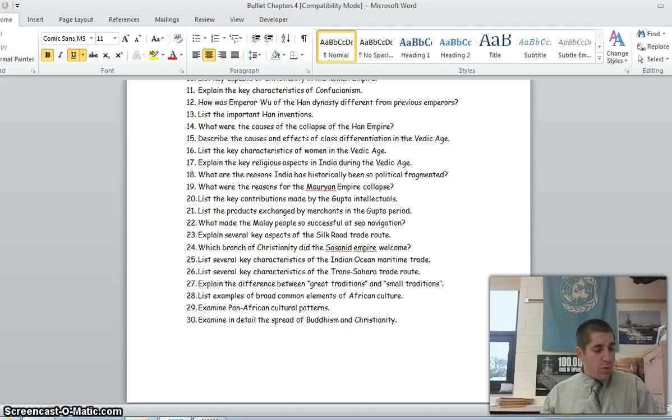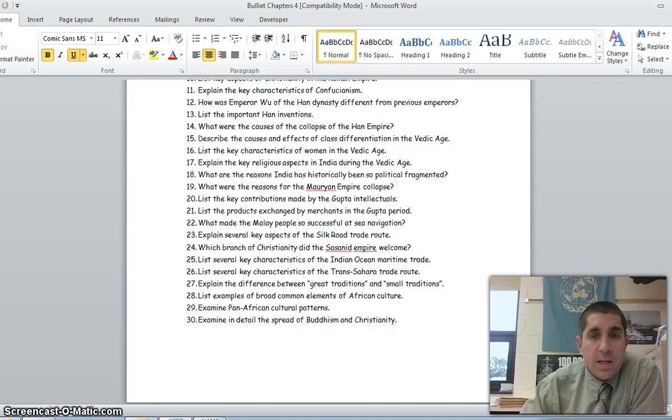23, the Silk Road trade route stretched from China all the way to the Mediterranean. Nomads provided animals, animal handlers. They provided protection along the road. Focus on chariot warfare, mounted bowmen, and stirrups are some of the technologies that are created. Question 24, the branch of Christianity, the Sassanid Empire welcomed Nestorianism, or Nestorian. So you definitely want to check that out in your book.